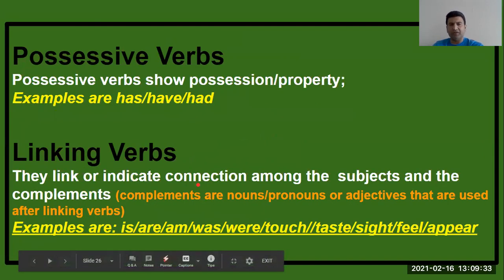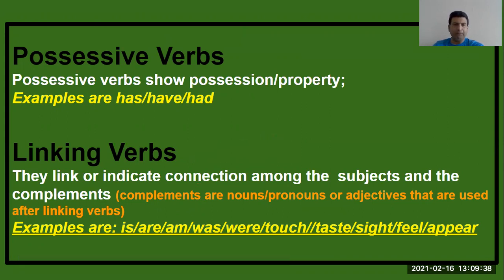Next, we have possessive verbs. As the name indicates, they show possession or property. The examples are has, have, had, and we can take an example in a sentence. When we say I have a car, it shows possession.